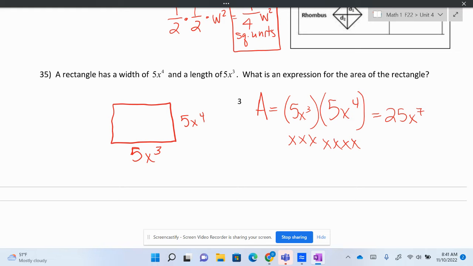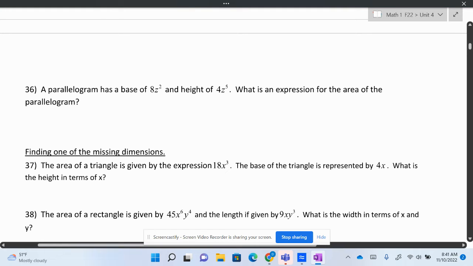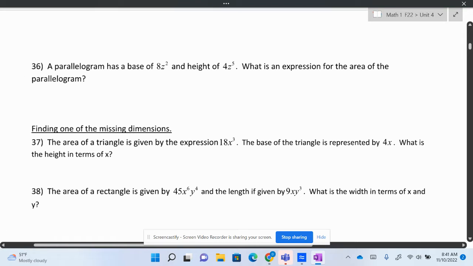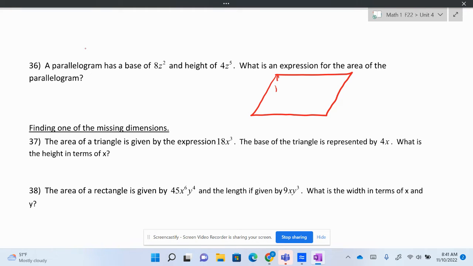Okay. We're going to do some more applications. All right. A parallelogram has a base of 8z squared and a height of 4z to the 5th. So I'm going to draw a picture of a parallelogram. I'm going to put my height in here. So my base is 8z squared, and my height is 4z to the 5th. What is an expression for the area of the parallelogram?